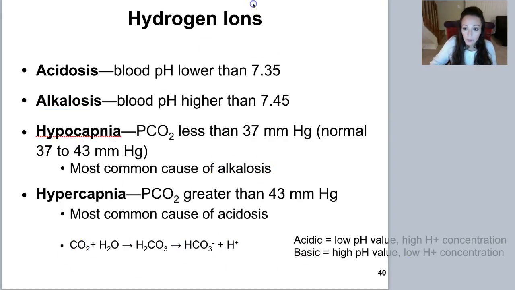So let's get another color here. For hypercapnia, in this case, hypercapnia means high levels of CO2. This is where we have a partial pressure of CO2 greater than 43 millimeters of mercury. Remember, it's normally about 40. So this is our most common cause of acidosis. So let's see why.